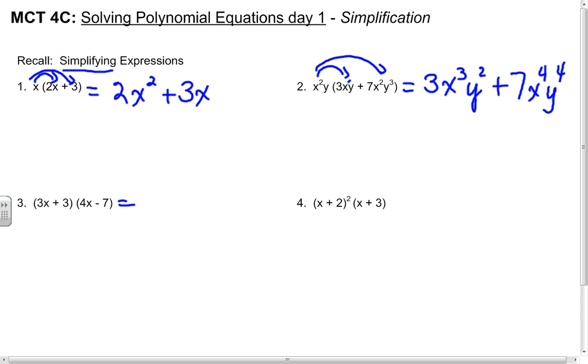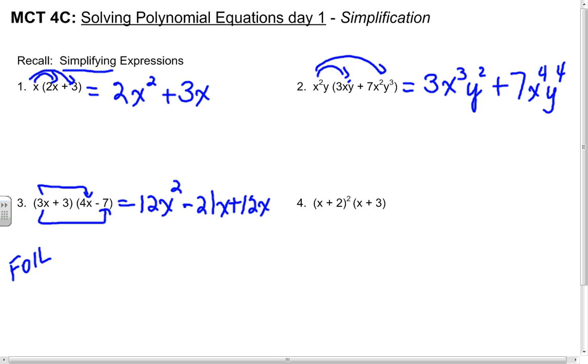For these two, it's still multiplication. We're still using distributive law, but because they're two binomials, we have a little memory trick, FOIL, that we get all of those terms. So my firsts would be the 3x and the 4x, which would give me 12x squared. Outside would be those two terms, which is minus 21x. Inside would be 12x, and my lasts would be the two numbers, always minus 21.